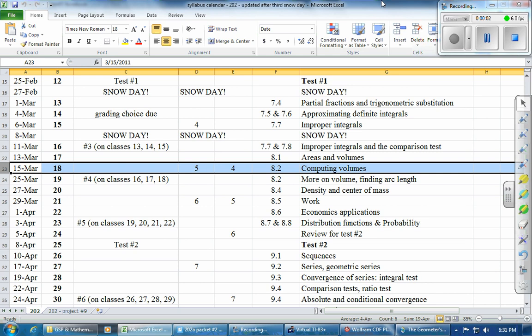So we'll begin by taking a look at our calendar. Today is Friday, February 15th. Today we're going to finish up the two problems from the previous class that the last video didn't get to, and then we'll talk some more about computing volumes.